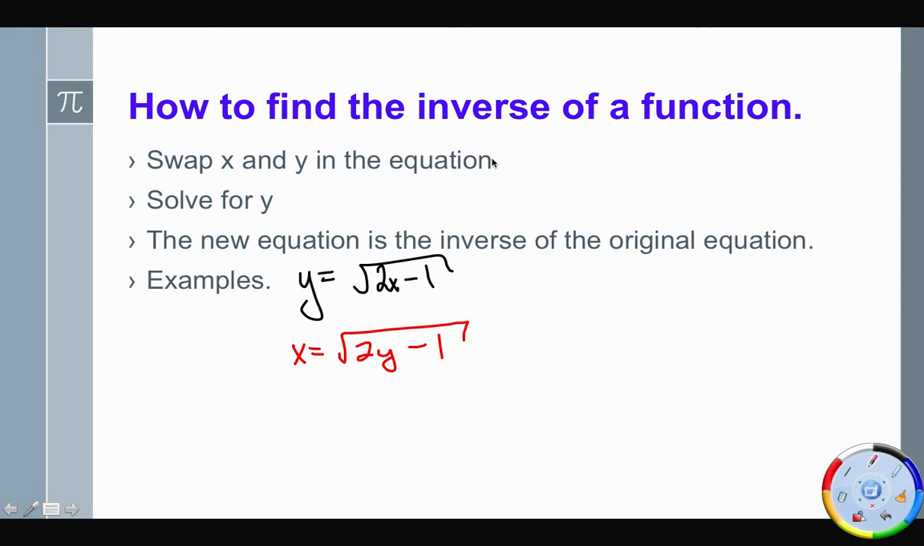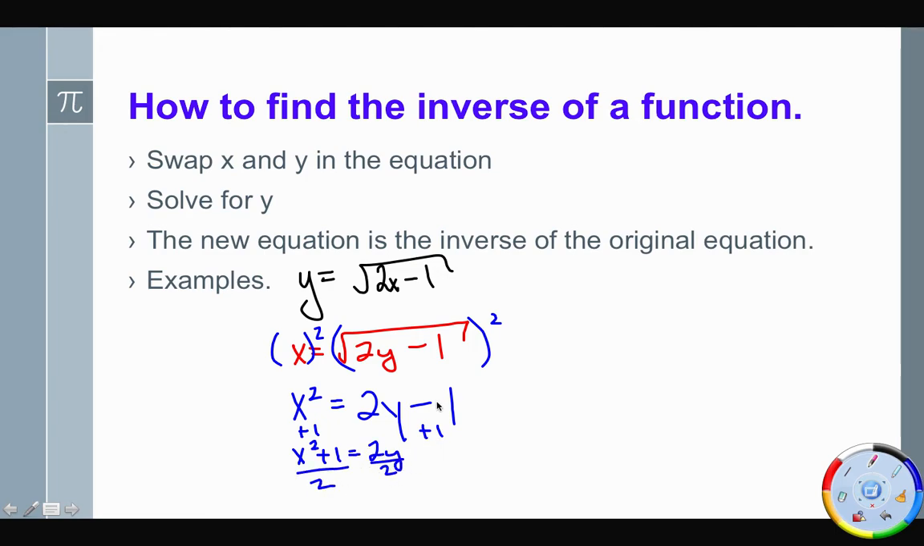Once you have swapped x and y, you need to solve for y. So in order to get rid of the square root, you're going to square both sides. And we get x squared is equal to 2y minus 1. And then we need to do the easy pieces of getting rid of the rest of the stuff around the y. So we're going to add 1. x squared plus 1 equals 2y. Divide by 2. And we get the inverse.